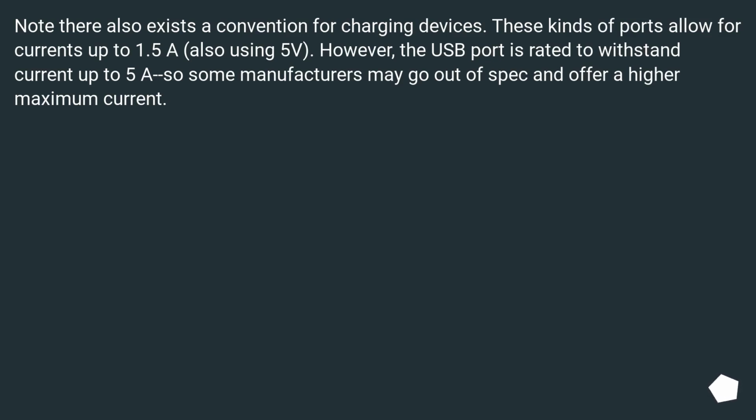Note there also exists a convention for charging devices. These kinds of ports allow for currents up to 1.5A, also using 5V. However, the USB port is rated to withstand current up to 5A, so some manufacturers may go out of spec and offer a higher maximum current.